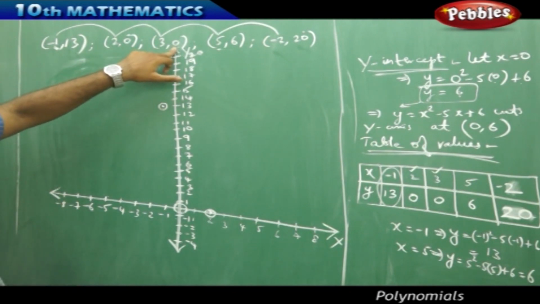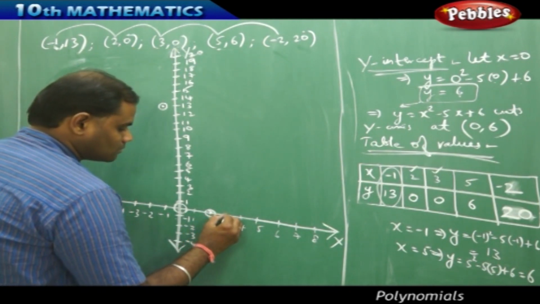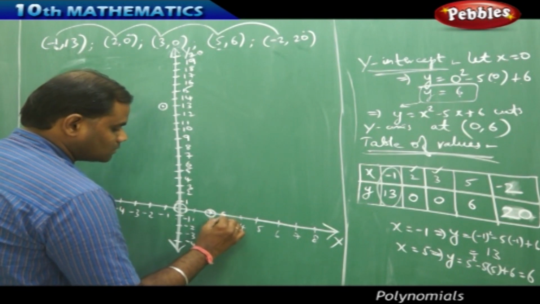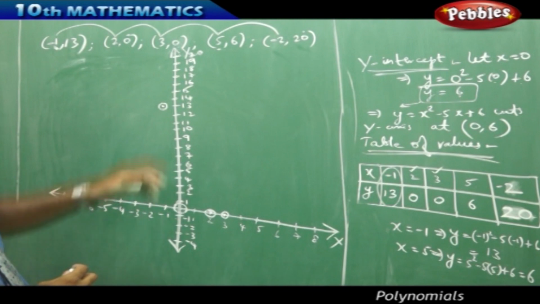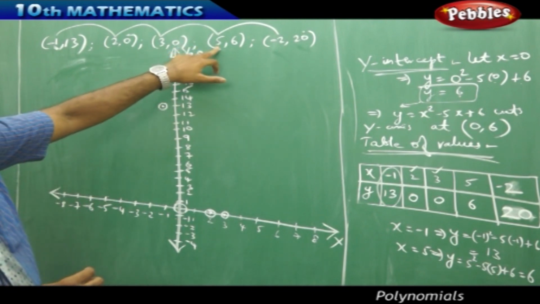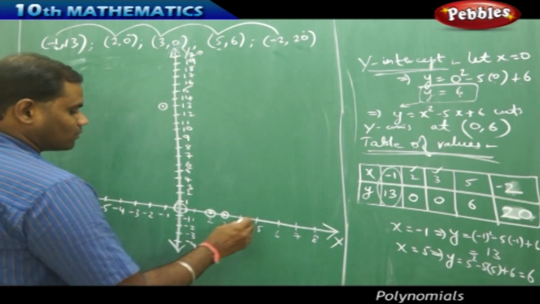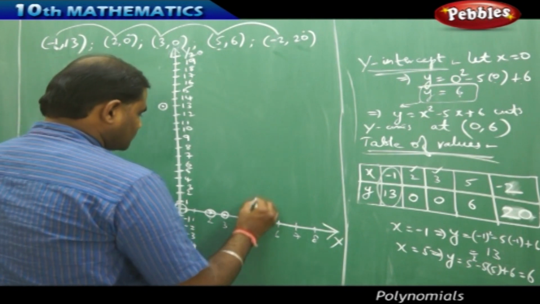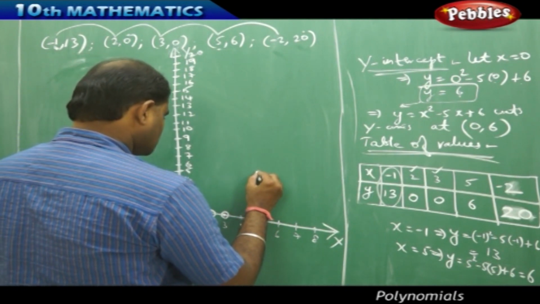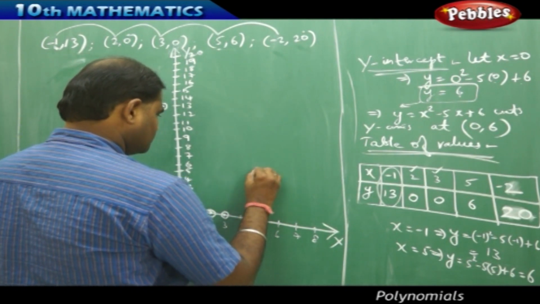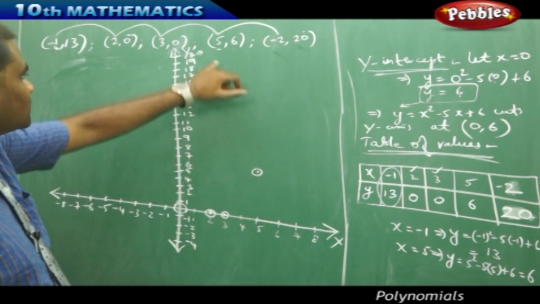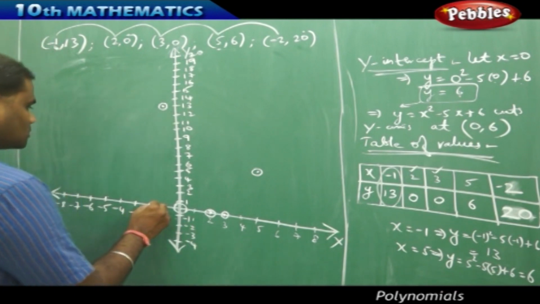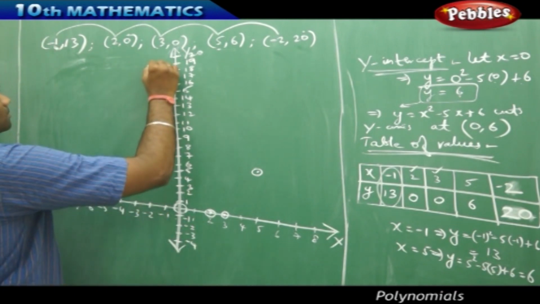Similarly, 3, 0 is also available here. So this would be the coordinate between 3 and 0. Now I have 5 and 6. Therefore, my x equal to 5 and y equal to 6 is somewhere here. Then similarly, for -2, this is 20, which comes somewhere here.